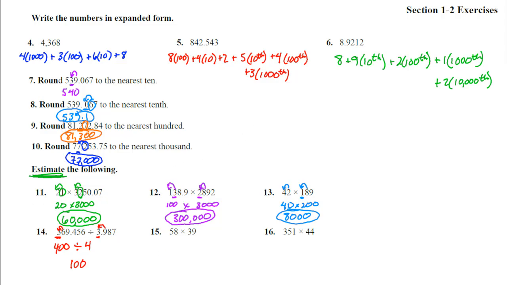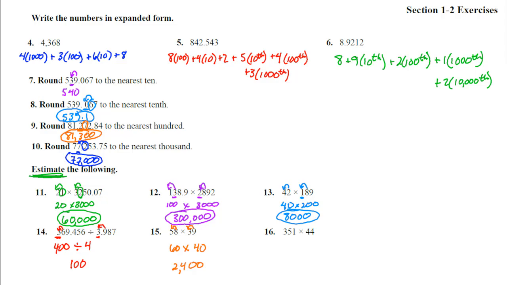Okay, number 15. This is about 60 times 40. You can see that the 8 rounds that up to a 6, and the 9 rounds that up to a 4. So 60 times 40 is 24 with 2 zeros. 6 times 4 is 24, 2 zeros.